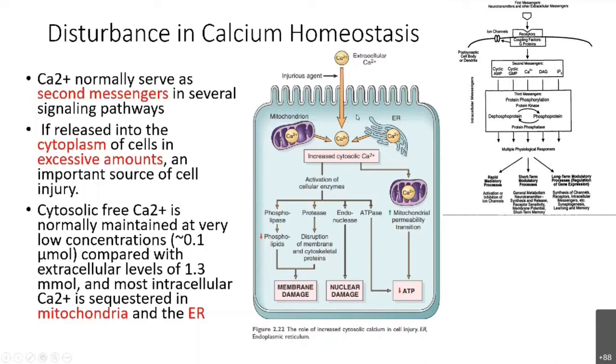Now, when there is any injurious stimulus, there will be increased cytosolic calcium because of release from the mitochondria or the endoplasmic reticulum. And this will lead to activation of cellular enzymes like phospholipase and protease, which will ultimately lead to damage of the membrane by disruption of the cytoskeletal membrane system. There will be activation of endonuclease, which will lead to nuclear damage, and also activation of ATPase, which will lead to decreased ATP. And also the increased amount of calcium in mitochondria will lead to increased mitochondrial permeability. That will lead to development of pore formation. Again, there will be decreased ATP.